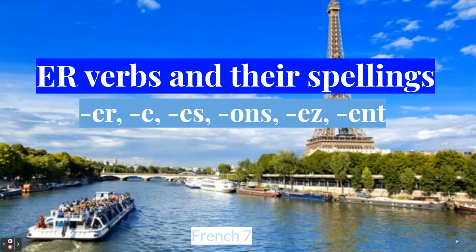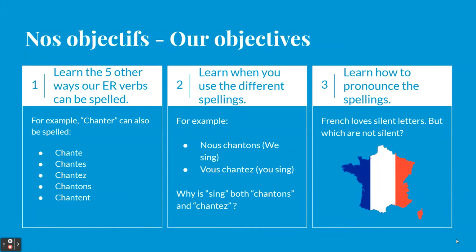Bonjour classe! Today we're going to talk about ER verbs and their spellings. Nos objectifs. Number 1. Learn the other 5 ways our ER verbs can be spelled. For example, chanter can also be spelled those 5 ways with an E, ES, EZ, ONS, and ENT.